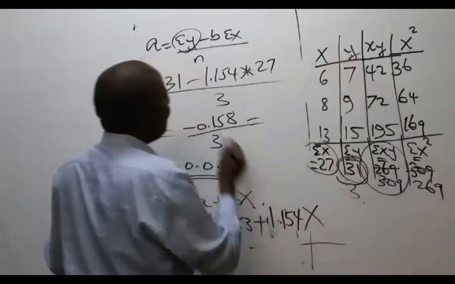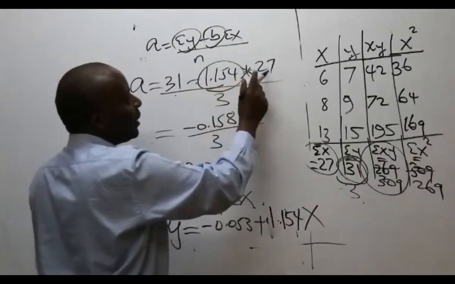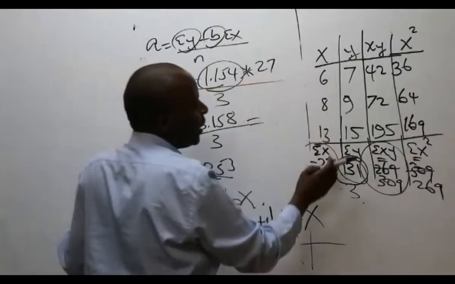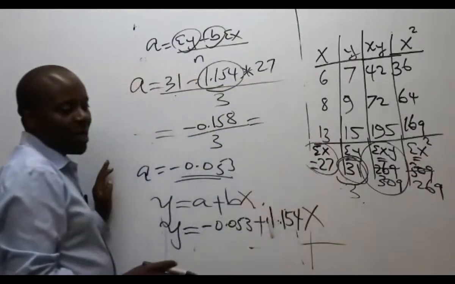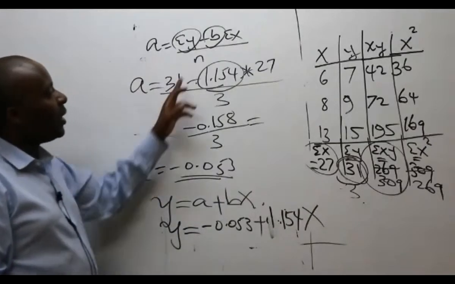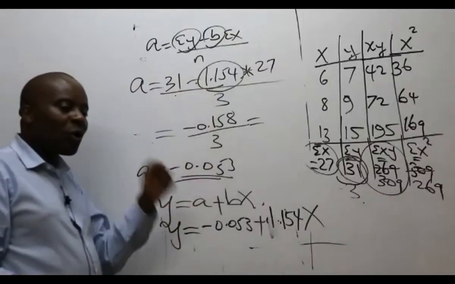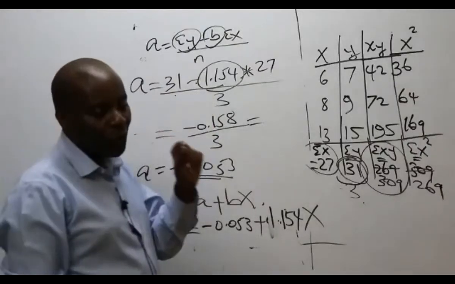It is 31 minus B itself, which is this one, times summations of X. Summations of X is what, somebody? It is 27. Summation of X is 27. Divide this by the number of points, and how many of them are there? 3.